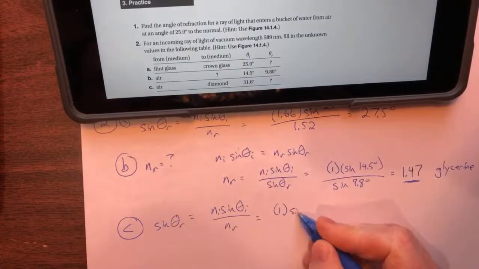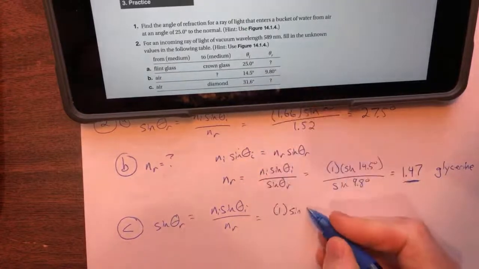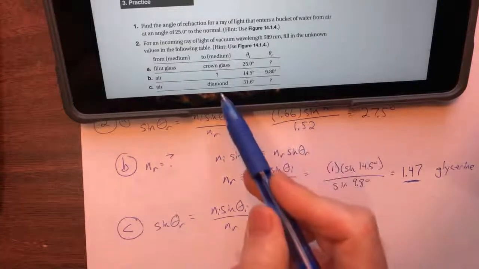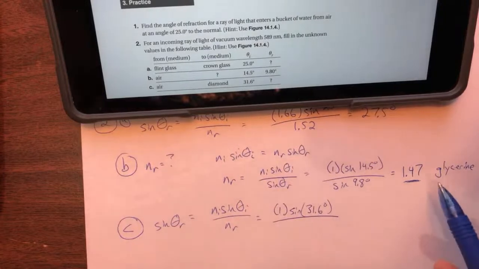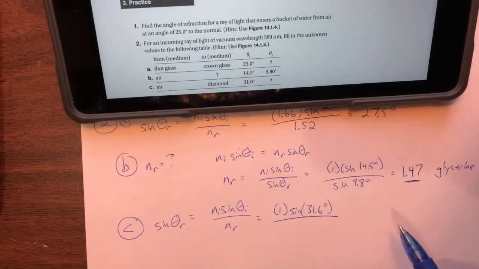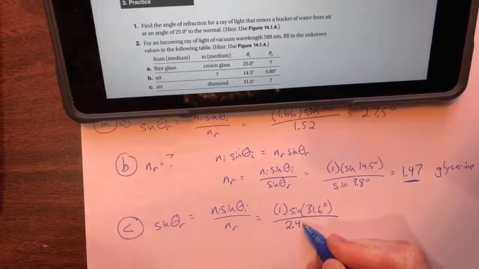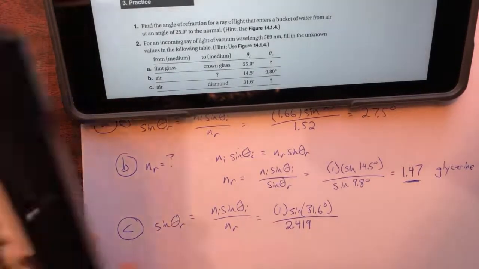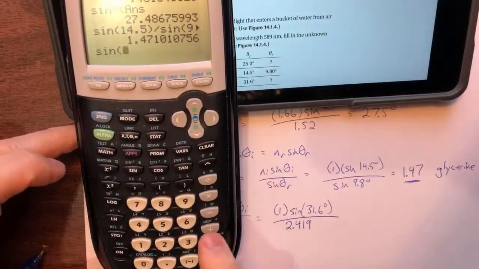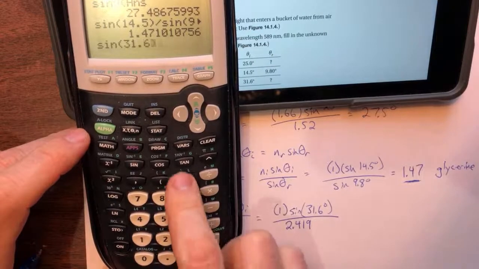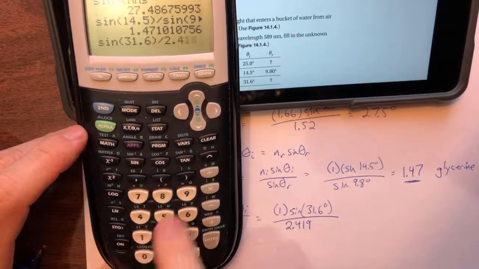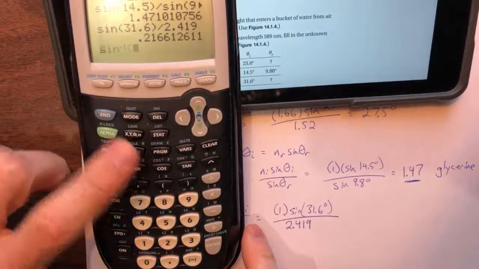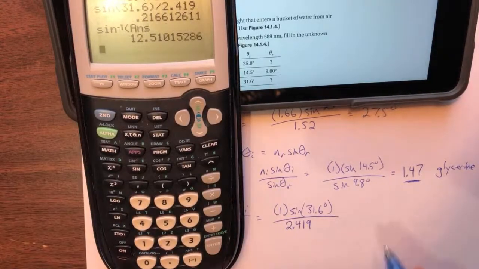And this is going to be sine of 31.6 degrees, and we're going to divide by the index of refraction of diamond. Once again, that's going to be a really big number. So what is that? That is 2.419, I believe. 2.419. Almost 2.5, right? And let's see what we come up with. So sine of 31.6 divided by 2.419. And it gives me that number. Now that, of course, is not the angle, but we take the inverse sine of that number and come up with 12.5.